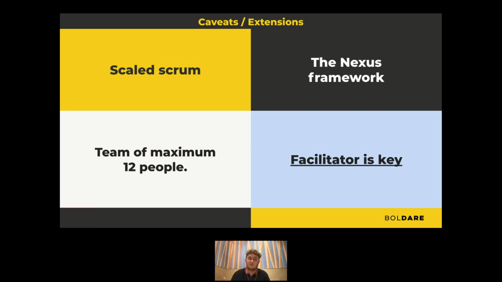We've got the Nexus framework, and there are a couple of golden rules. One of them is a team of maximum 10 to 12 people. That's also a hard constraint you would need to learn. I've seen this violated many times, and trust me, then the efficiency of the team always drops. I've seen that. You don't need to trust me, just Google it. You will also find examples on the internet.